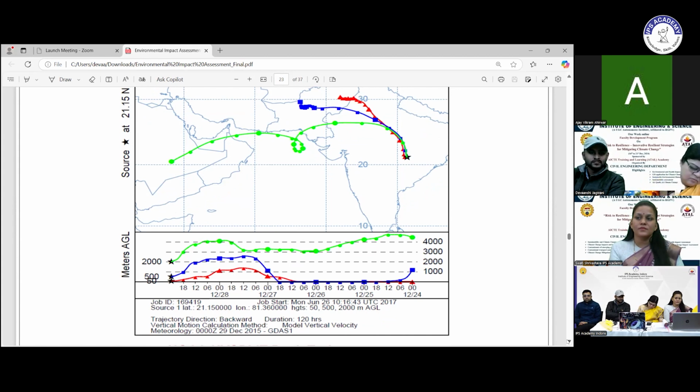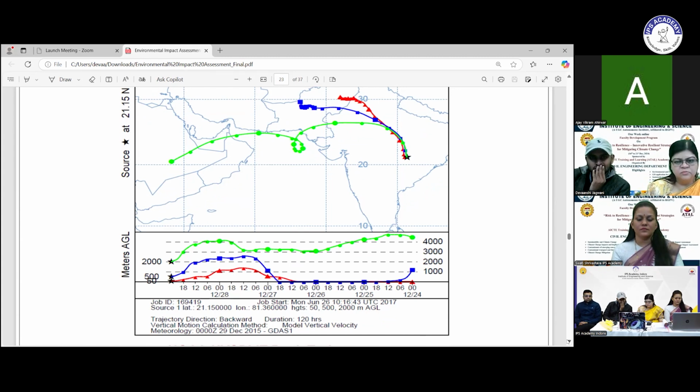I have taken this 120 hours because the lifetime of aerosols is about 5 to 7 days. That is why I have taken this 120 hours. So we can see at various altitudes, for 50 meter, the red one is 50 meter.